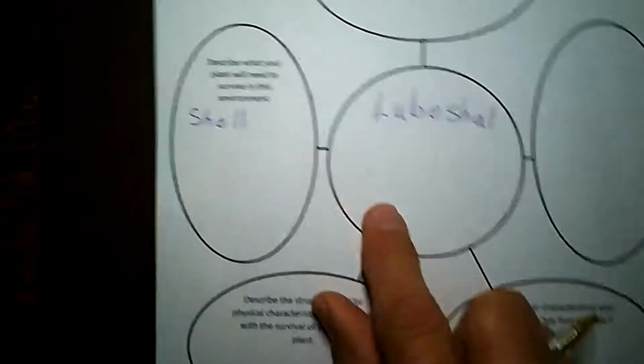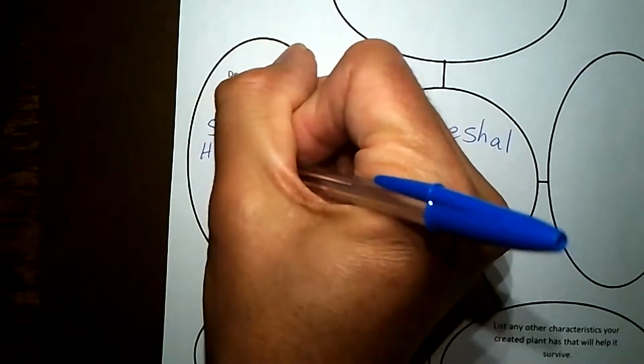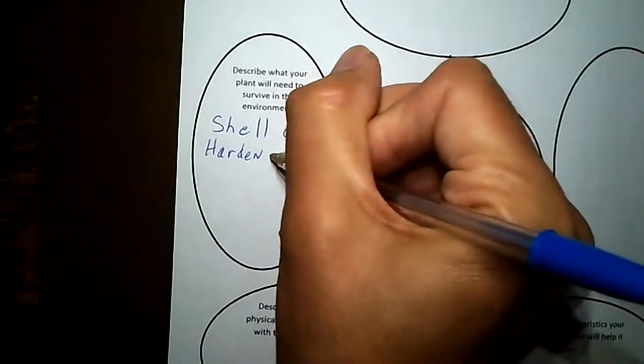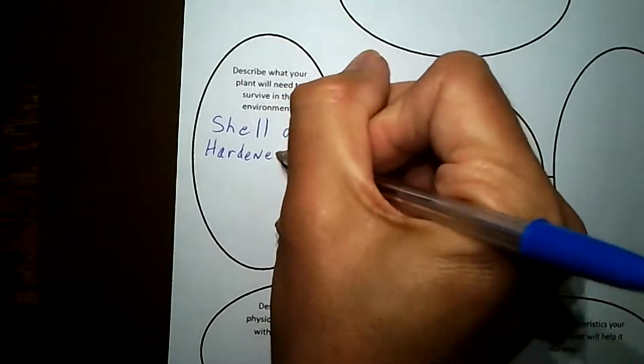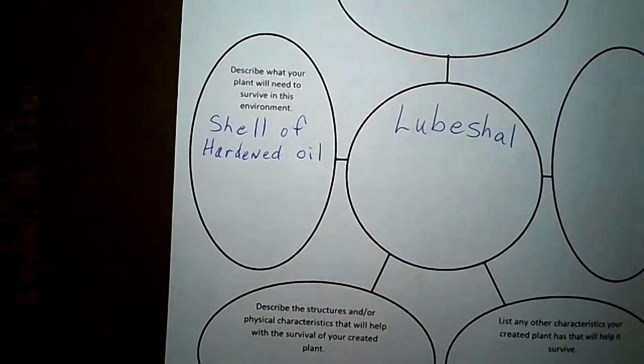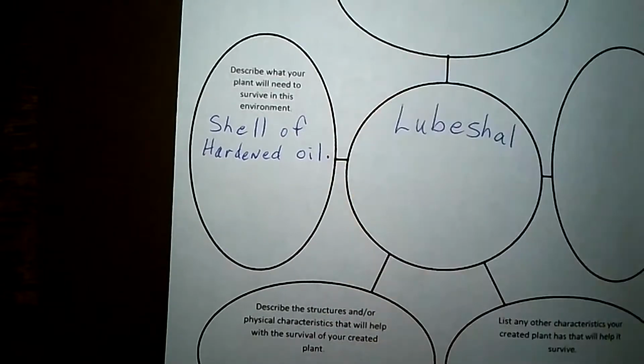So it has a shell of hardened oil. I don't know if this is going to work, but guess what? I'm making it up so I can make it work. I don't know if you've ever had, like if anyone's cooking and they have some grease in the pan, maybe bacon grease or something like that. And then when it gets cold, it gets harder. You can't even see through it.